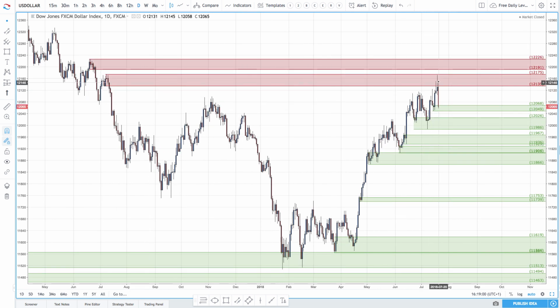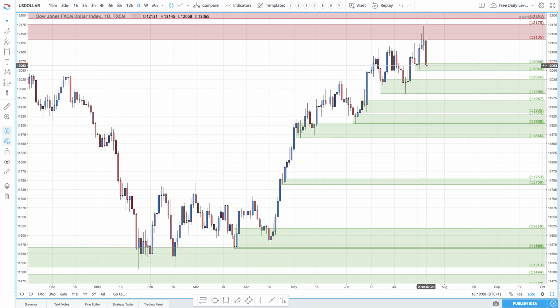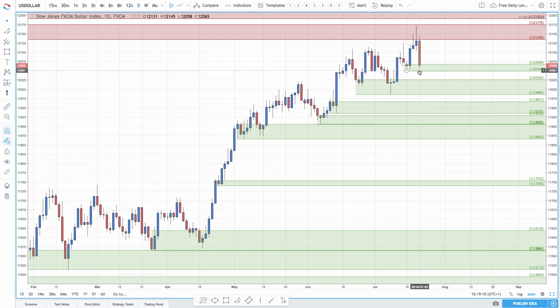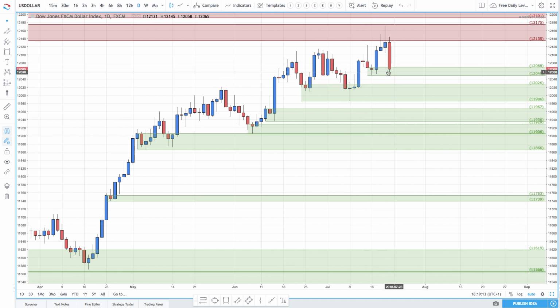From the overall bigger picture, last week we came up into this supply zone right here, and then we've sold off, putting in this bearish engulfing type candle, and now we're at this demand zone. If you're looking to buy the dollar, then you'd be looking for potentially some price action here. We're not trading the dollar index. We're going to be trading dollar pairs, looking for demand zones on maybe the dollar yen, the dollar Swiss, dollar CAD.